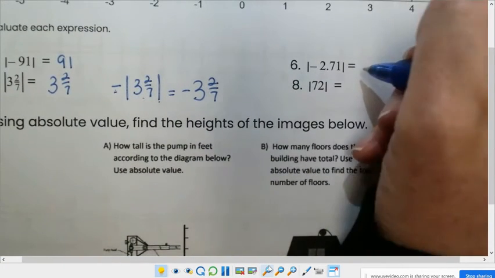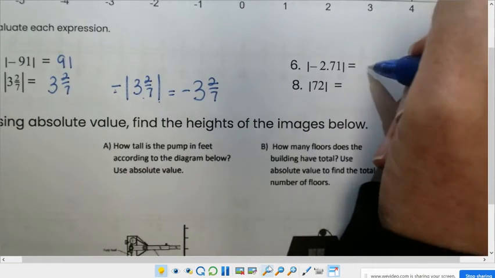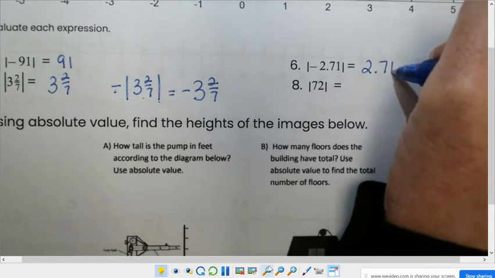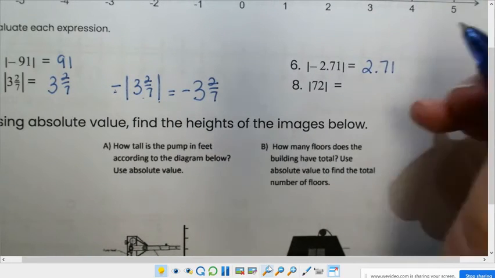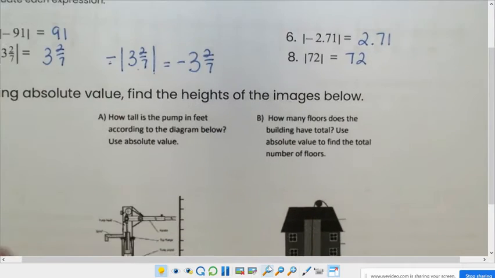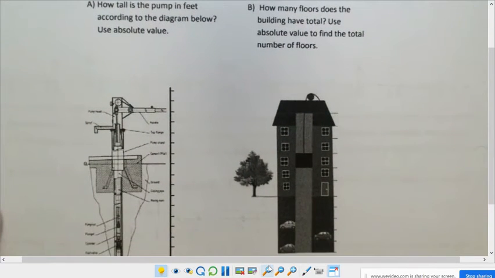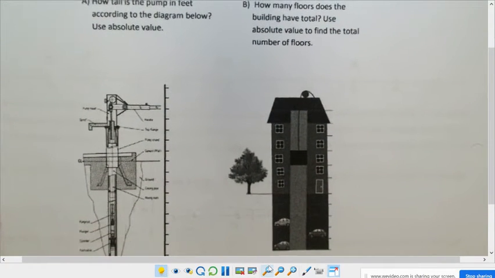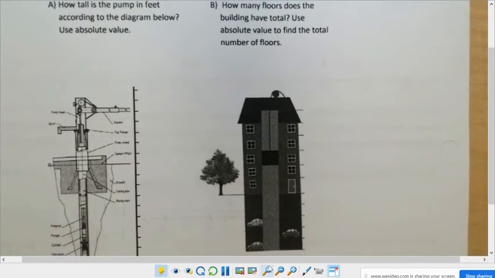Over here too, absolute value of -2 71/100 would just be 2 71/100. And the absolute value of 72 would just be 72. Now, when we're looking at images like this, we're going to look at this one. How many floors does the building have total?